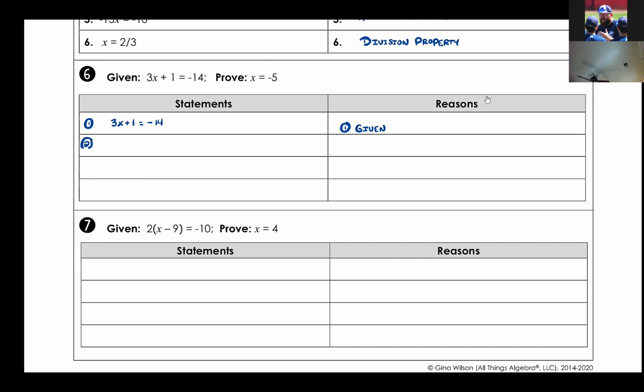So what do you guys want to do first? We're going to subtract 1 from both sides. So what's that give me? 3x equals negative 15. You're right, negative 15. When the signs are the same, you add them and keep the sign. If the signs are different, you subtract and keep what? The bigger sign.